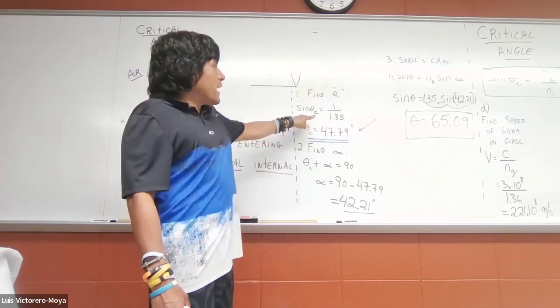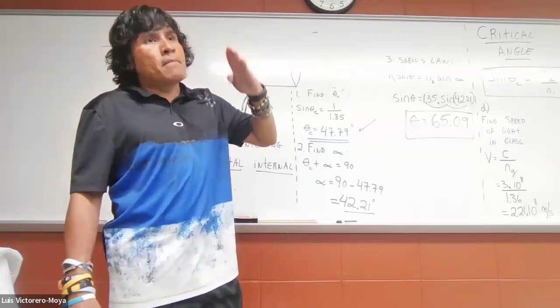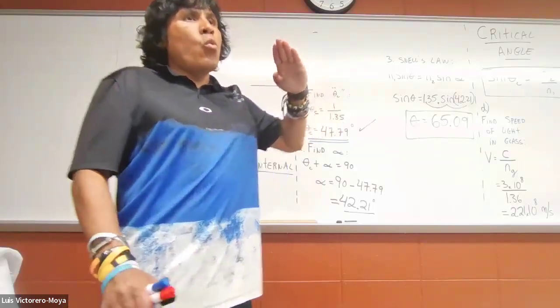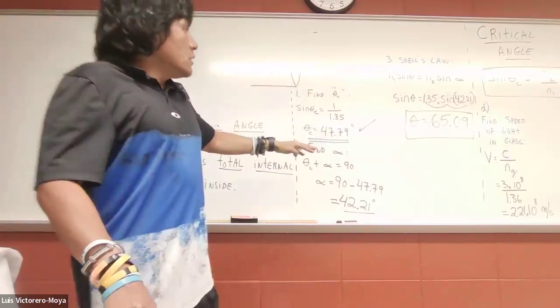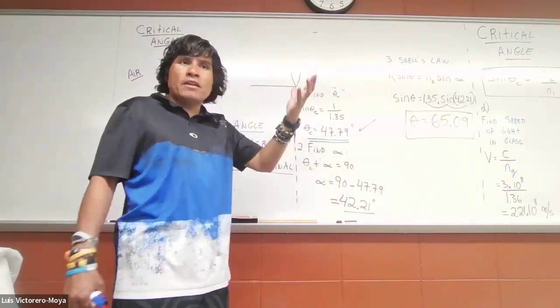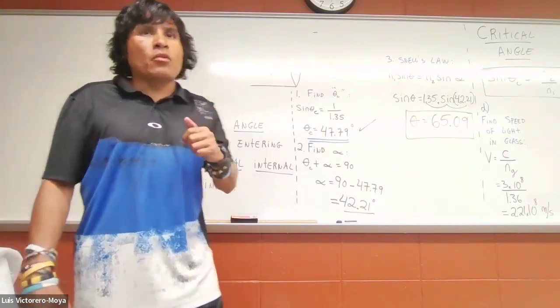The whole idea of critical angle is that there is a maximum incidence where you can see a refracted ray. That happens when you're going from a higher medium to a lower medium. It doesn't happen the other way around.